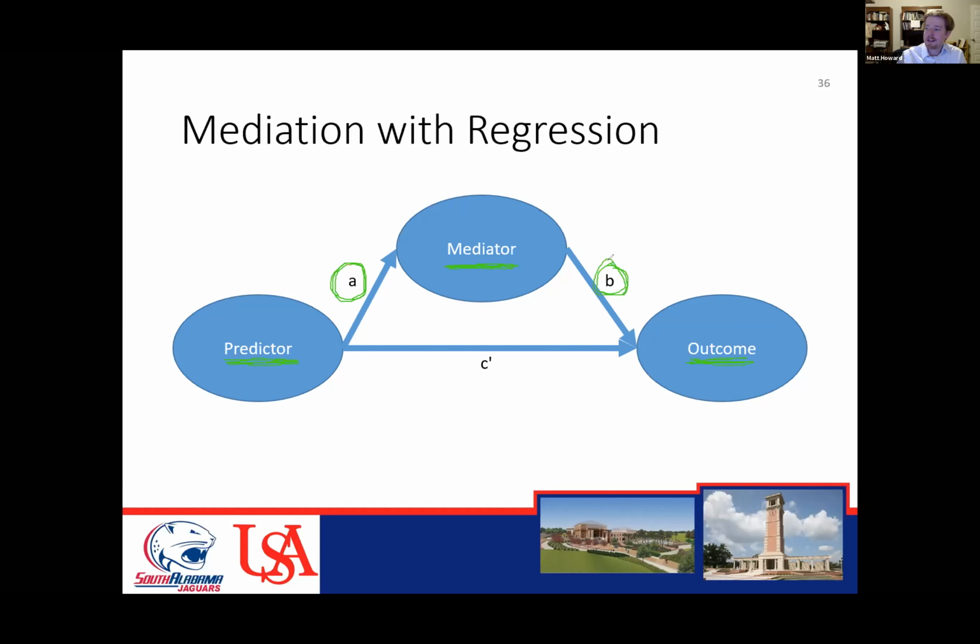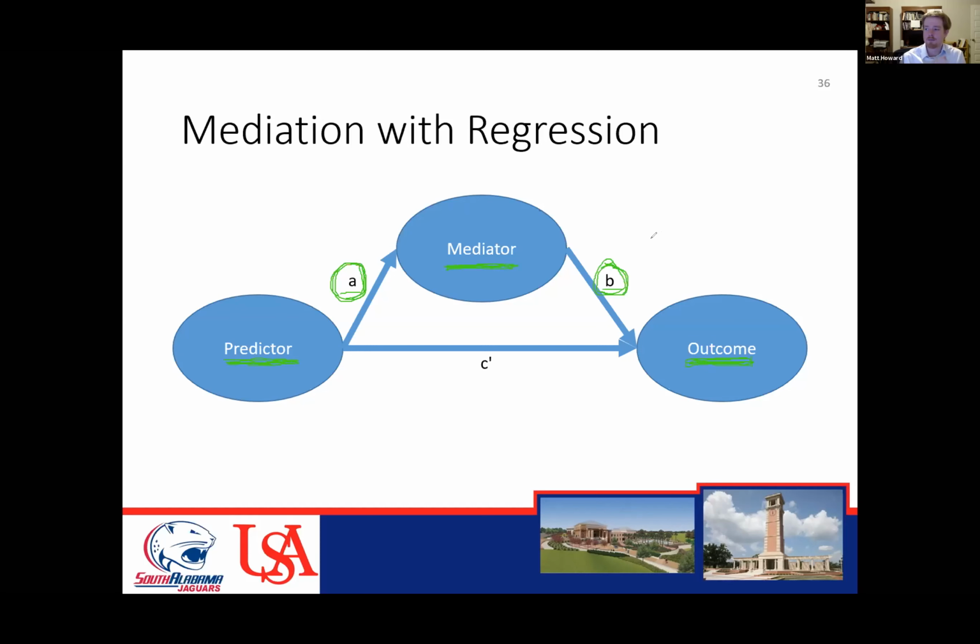And if you're using Excel and you're doing Sobel testing, you're literally just going to start by calculating first a regression with your predictor on your mediator to get your A path. But then you're going to do a second regression, where you calculate your predictor and your mediator predicting your outcome. You're just going to do a regression with both of them predicting your outcome. So once you get your A path and your B path, the analyses are going to look at the effects of both of them together.